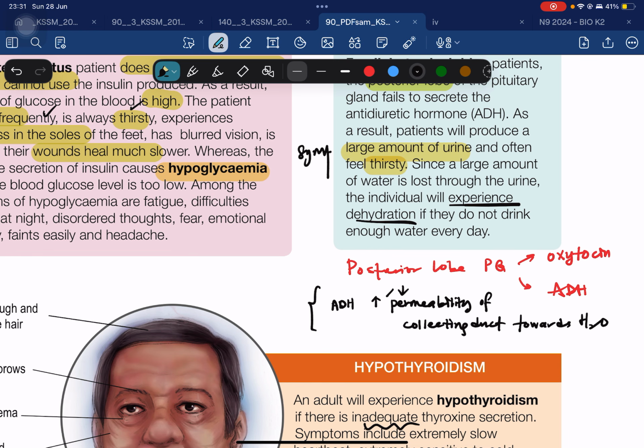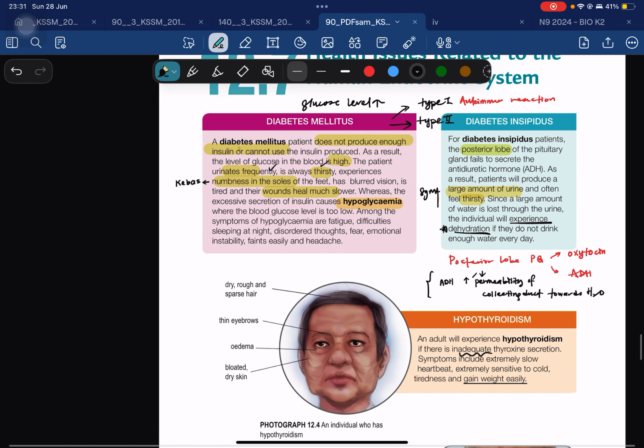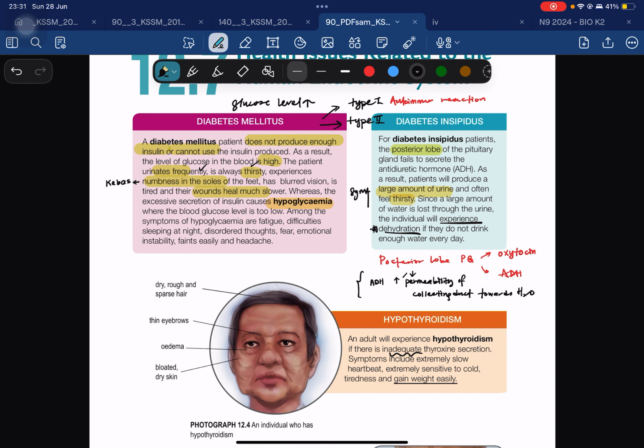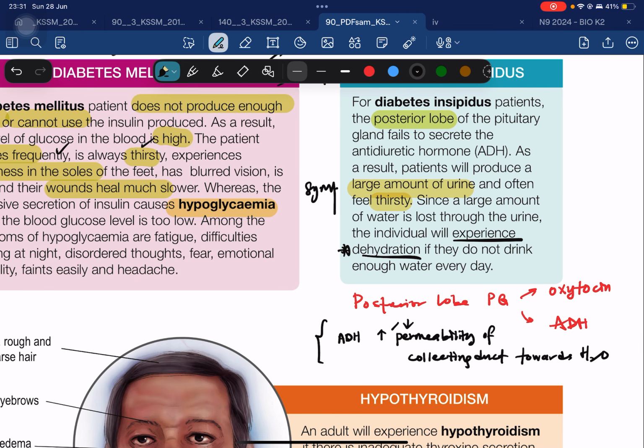So this will be the problem, which is dehydration. I've already mentioned, if they do not drink enough water every day. So diabetes insipidus occurs because the antidiuretic hormone fails to be secreted.